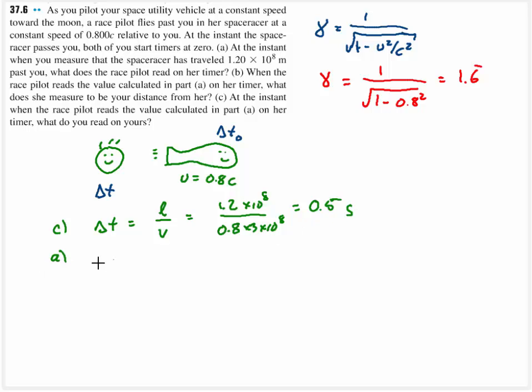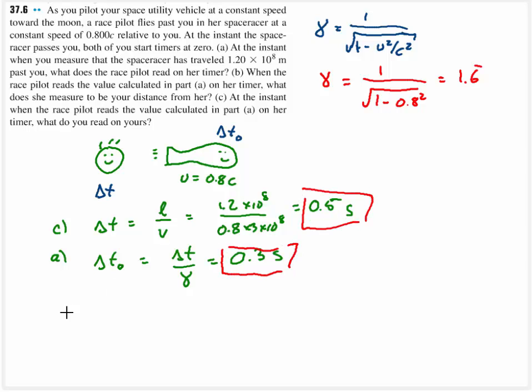Now I can answer part A, what is the time elapsed by the spacecraft? Again, this is proper time. That's going to be the time that I've measured, which is 0.5 seconds, divided by gamma, which is 1.6, and we're going to get 0.3 seconds. And we get a warm fuzzy feeling about this because the smaller amount of time has elapsed for her than it has for us.